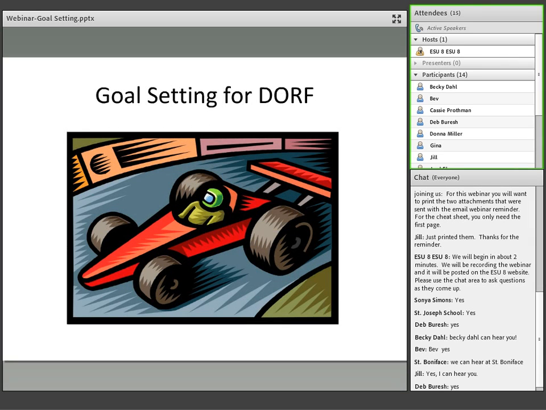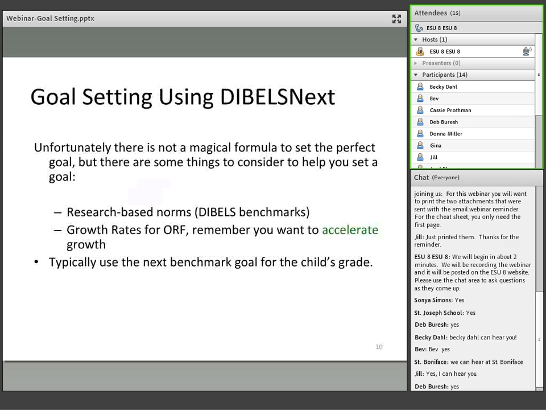Okay, so our next section talks about goal setting for DIBELS oral reading fluency, or DORF. Goal setting using DIBELS Next. Just to tell you, there isn't really a magical formula. This morning, I had grade level meetings at one of my schools, and we worked on goal setting for 3 grade levels. We got them all done.